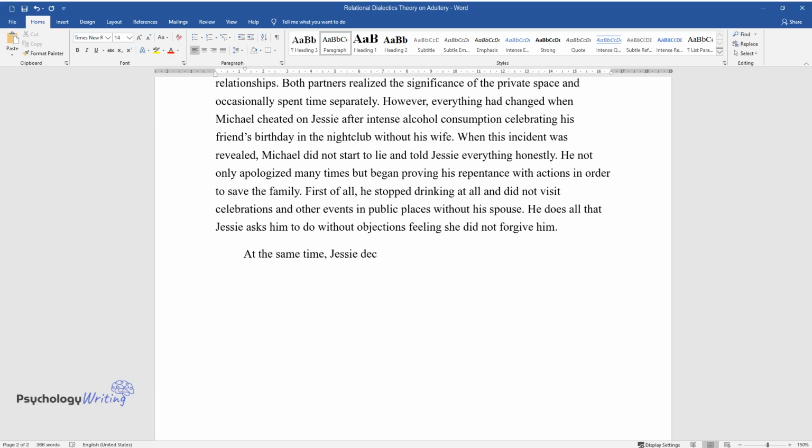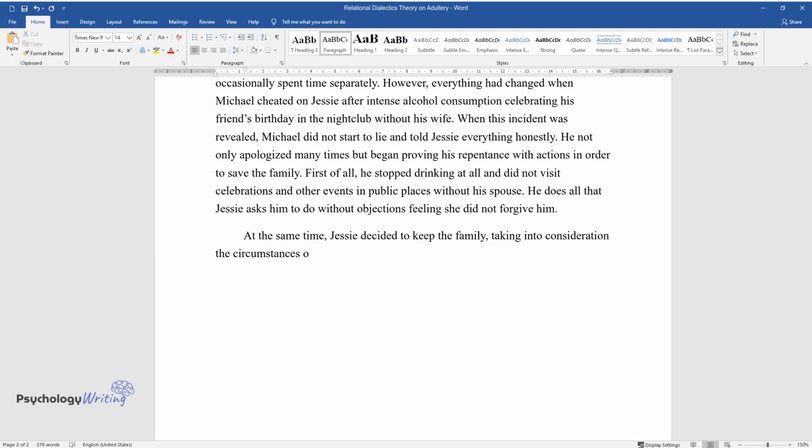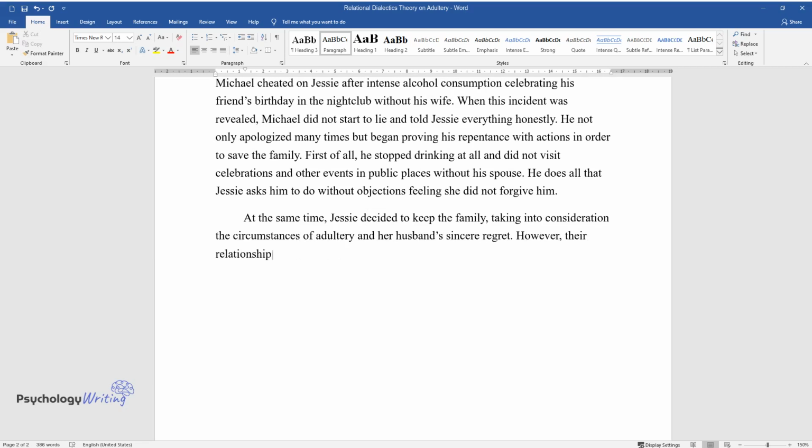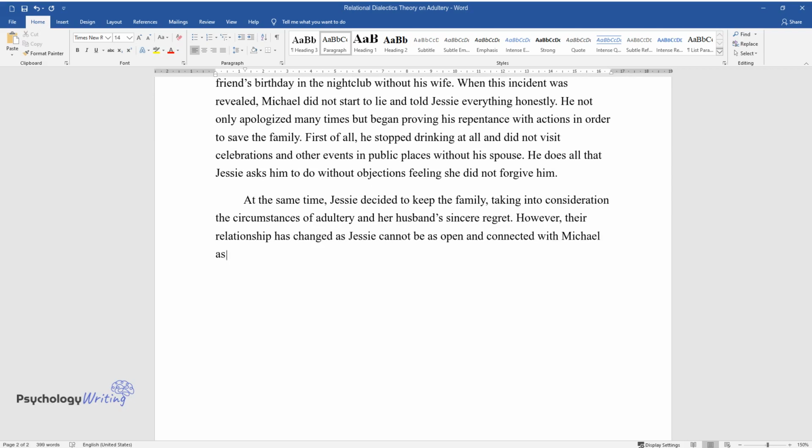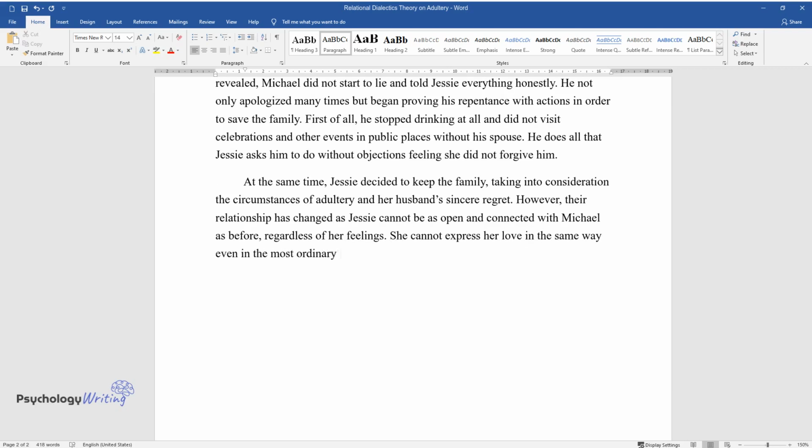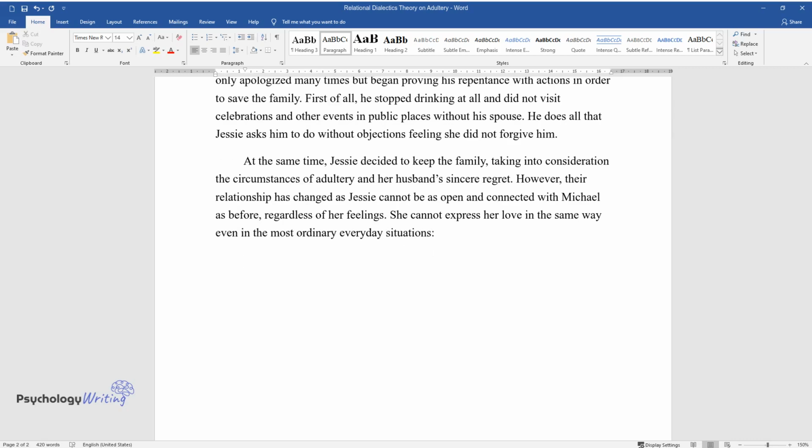At the same time, Jesse decided to keep the family, taking into consideration the circumstances of adultery and her husband's sincere regret. However, their relationship has changed as Jesse cannot be as open and connected with Michael as before, regardless of her feelings. She cannot express her love in the same way even in the most ordinary everyday situations.